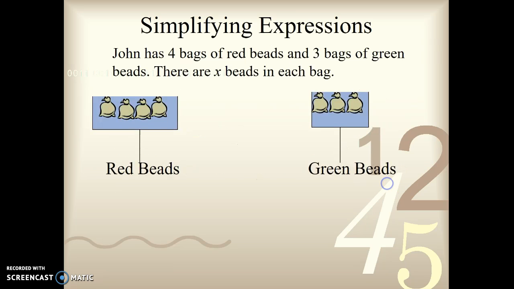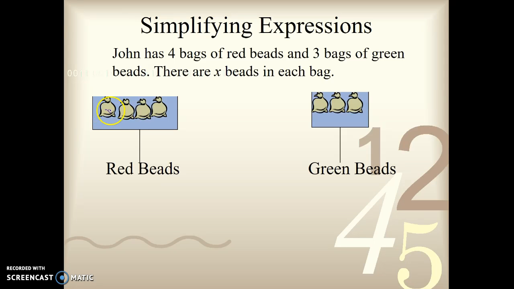So let's take a look at what this means. Joseph has, I have John, you have Joseph on your notes. I have John on my PowerPoint. Sorry about that. But you have Joseph has 4 bags of red beads and 3 bags of green beads. There are x beads in each bag.